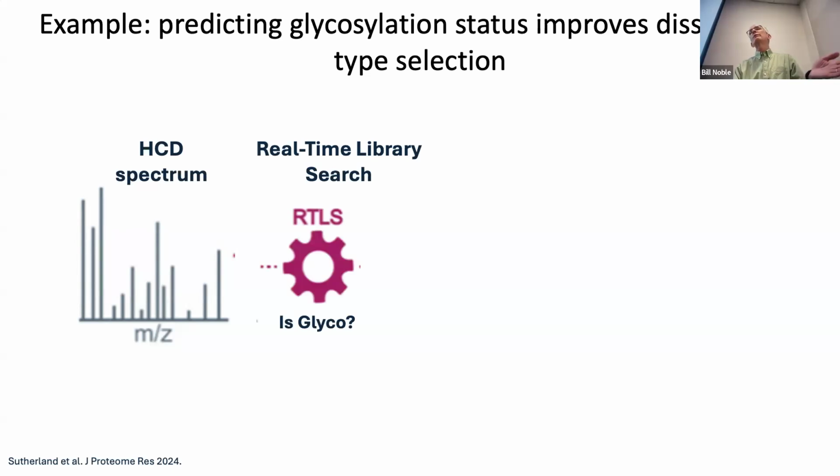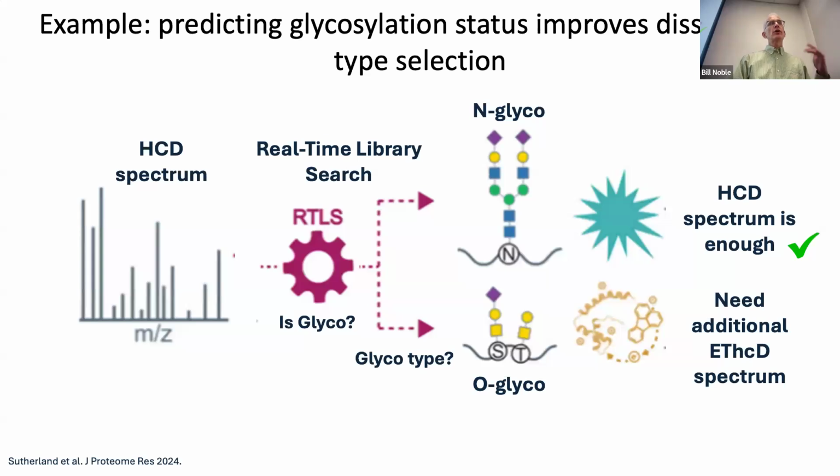You do some real-time search and you can ask the question, is it glycosylated? Does it have a glycosylation somewhere in the peptide? But really what Nick's lab cares about is what kind of glycosylation does it have? There's two main kinds, N-glyco and O-glyco.